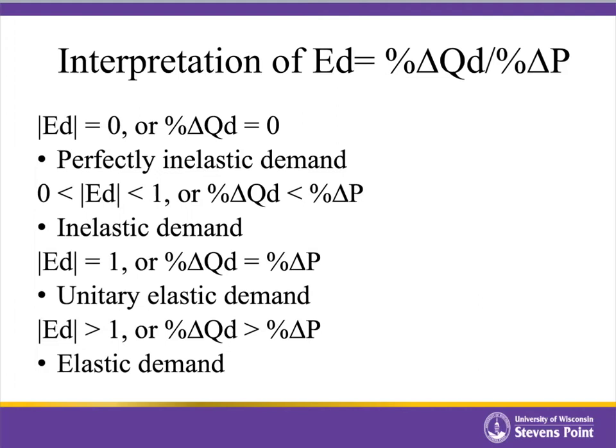If we get an elasticity measurement that's greater than 1 in absolute value, any fraction is greater than 1 if the numerator is larger than the denominator. And so that's telling us that the percent change in quantity demanded is much larger than the percent change in price, or at least somewhat larger than the percent change in price. And so we would interpret that as being elastic demand.